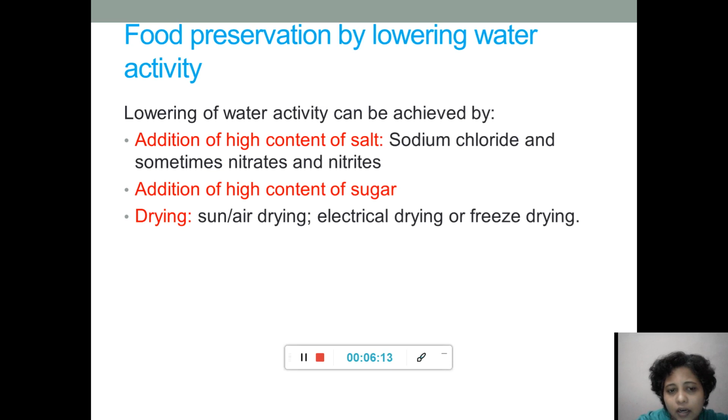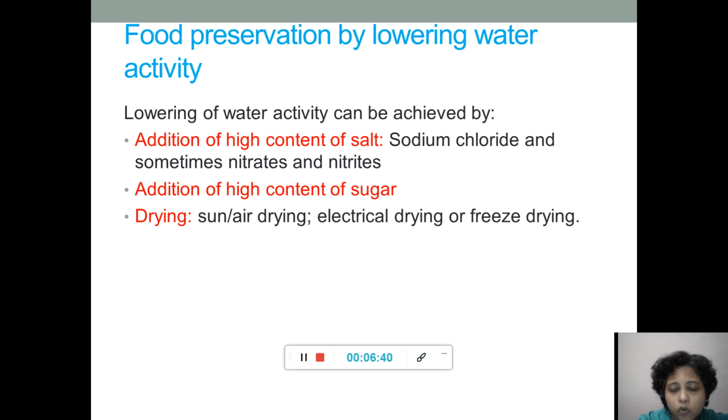Then of course drying, it can be done in different ways, either sun or air drying, electrical drying or freeze drying. These are all methods. And one thing that we have to note is that when you try to do food preservation, it's not one exclusive method that you use. That is, not one single method is always being used for food preservation. Sometimes it might be a combination of different methods.